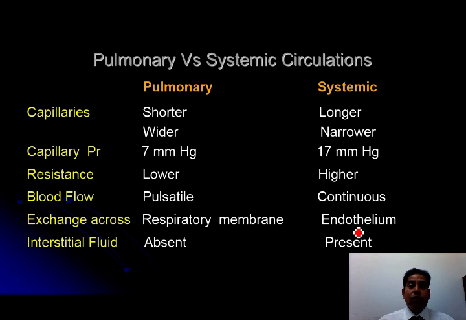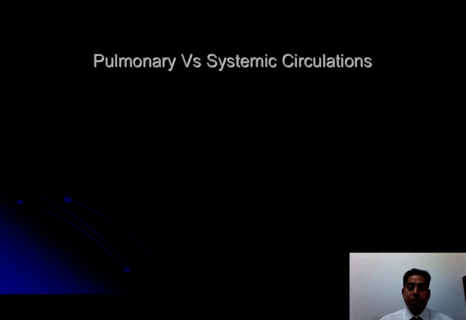Also, the interstitial fluid is absent in the case of the pulmonary circuit, whereas interstitial fluid is present in the case of the systemic circuit. This is important, as we shall see, that any increase in the interstitial fluid will cause a problem of diffusion. Hence, in case of alveolar edema, gaseous exchange will be hampered.